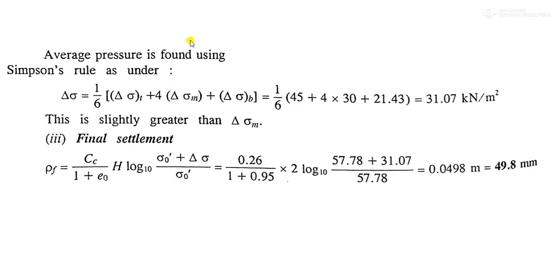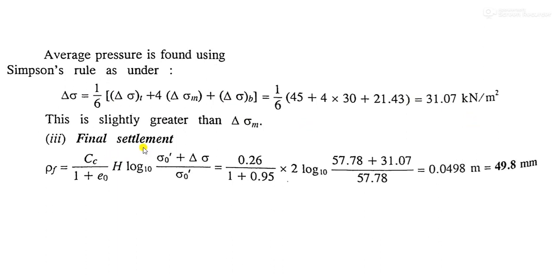And the average pressure is found using Simpson's rule as under. Using Simpson's rule, we can find out the average pressure on the clay layer. So delta sigma equals 1 by 6 into incremental pressure at top level, plus 4 into incremental pressure at middle level, plus incremental pressure at bottom level. So finally the incremental pressure is 31.07 kilonewton per meter square.